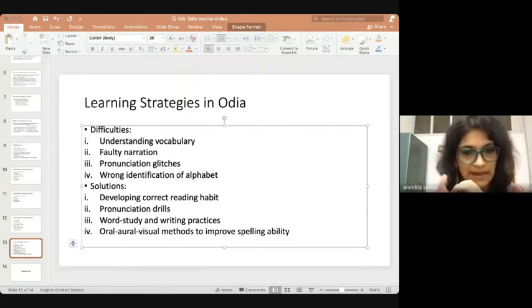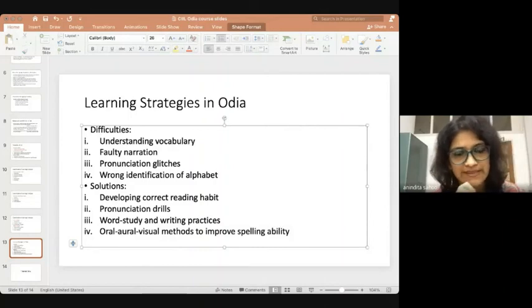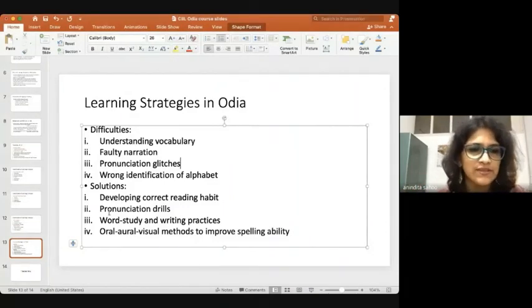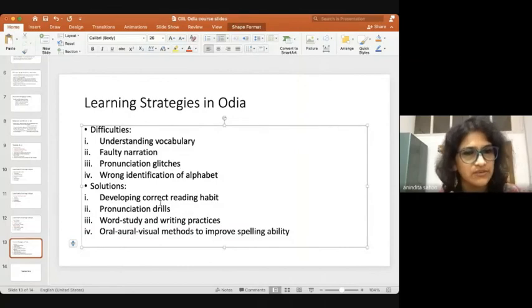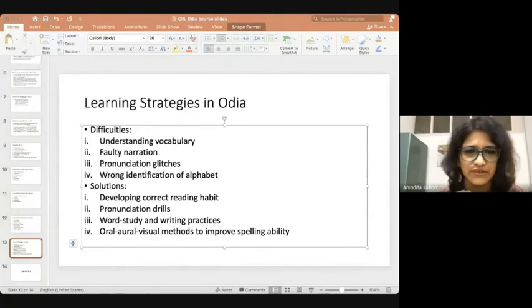As much as possible, I understand one of the challenges we language teachers face is that most of our classrooms are crowded, so it becomes difficult for us to address individual concerns of the children. However, having said that, we always try to make an attempt to address the individual concerns as much as possible. So the key term is as much as possible. Make sure the children go through the pronunciation drills, word study and writing practices as much as possible. A lot of workbooks are available now.